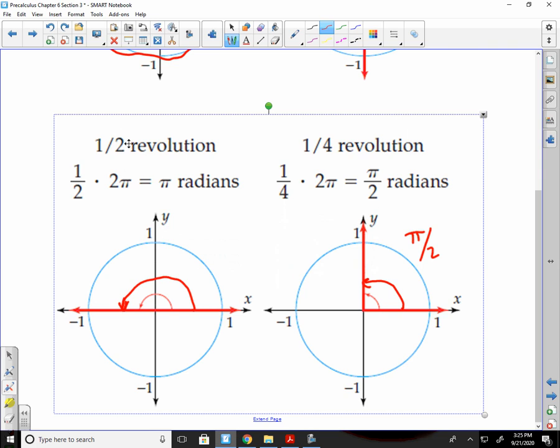So that's our intro to radians. I don't think I'm going to give you homework on this one. Just take the notes. Make sure you're understanding the concept of the radians, and I'll give you a homework assignment tomorrow as we get more in depth into radians and what they're going to do for us.